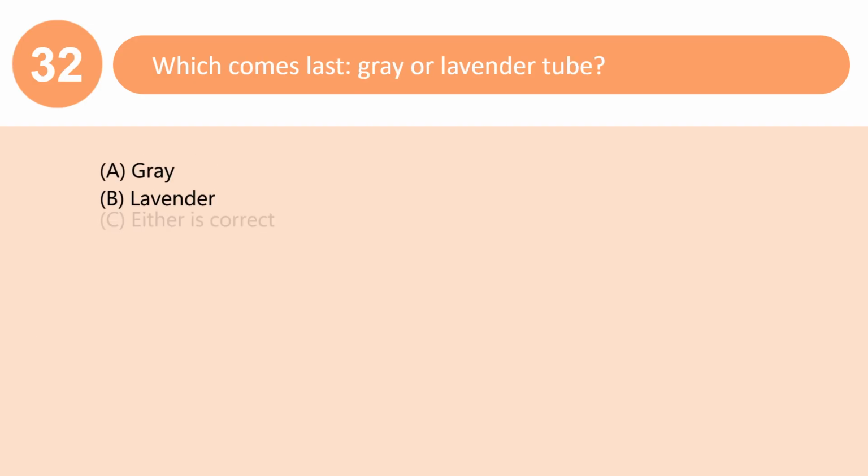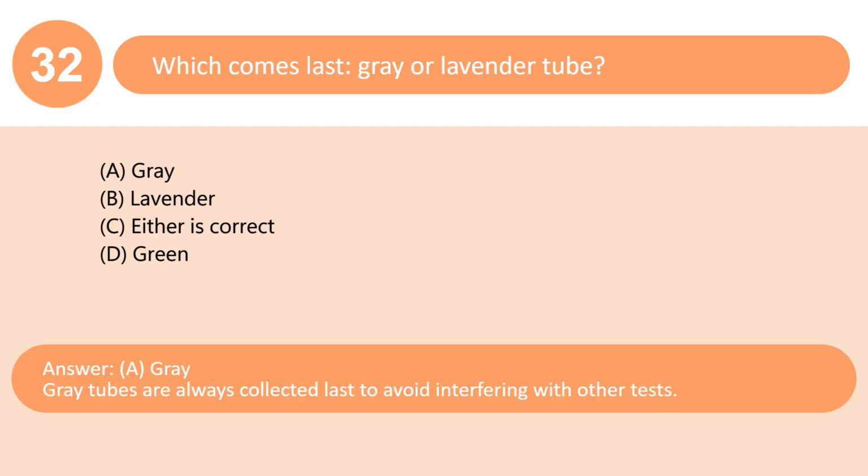Which comes last, gray or lavender tube? A. Gray. B. Lavender. C. Either is correct. D. Green. Answer A. Gray. Gray tubes are always collected last to avoid interfering with other tests.